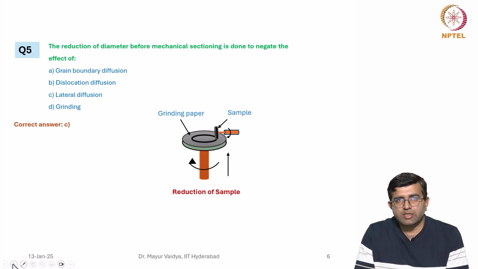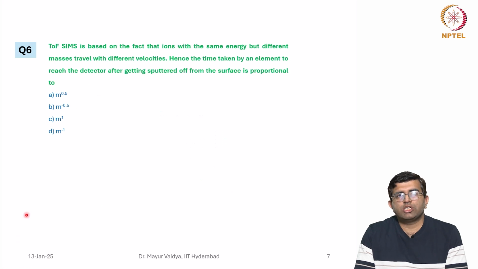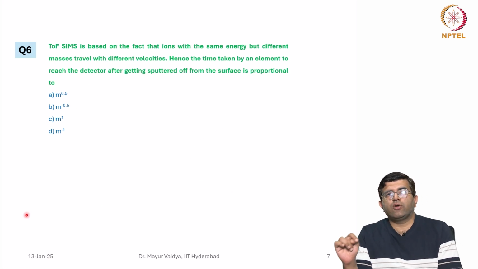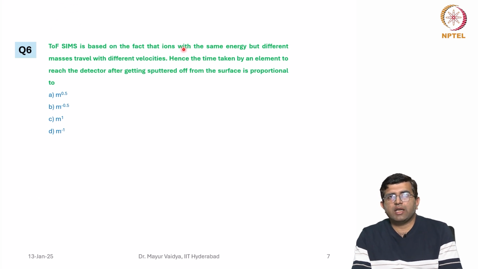So, the correct answer is C. Question number 6. TOF SIMS is based on the fact, so TOF is time of flight. TOF SIMS is based on the fact that ions with the same energy but different masses travel with different velocities. Hence, the time taken by an element to reach the detector after getting sputtered off is proportional to.